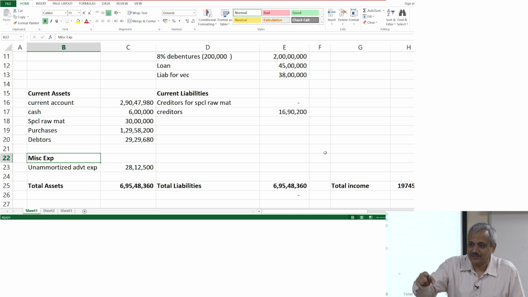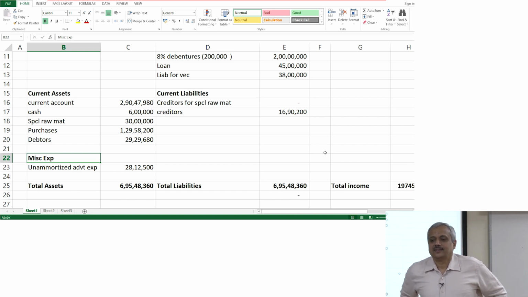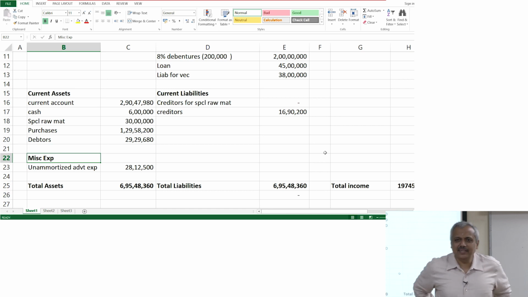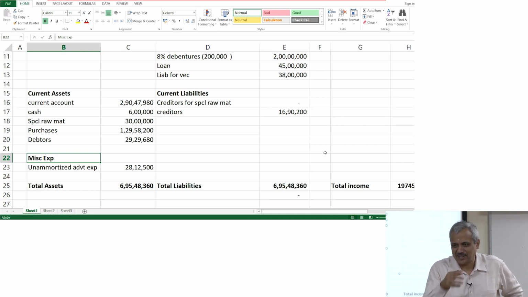One second, miscellaneous will come to you. So that means in all the miscellaneous expenditure categories, the TDS deduction liability is not there, because it's already paid. What is there in the miscellaneous expenditure is, after all the deduction, whatever amount is there, that is all.